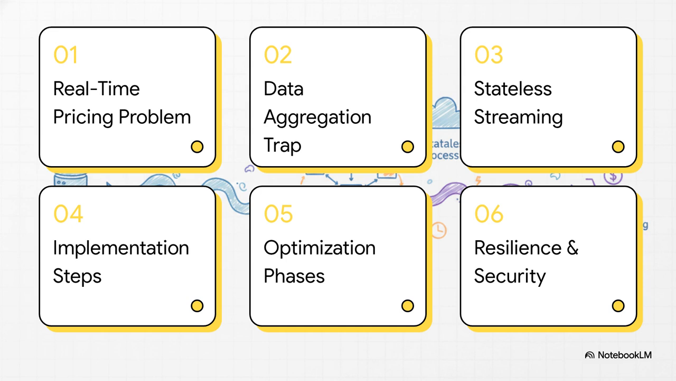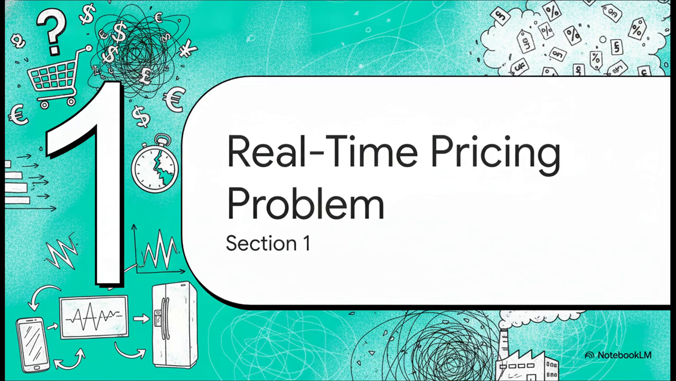Okay, so here's our roadmap for today. We'll quickly cover the real-time pricing problem, the data aggregation trap, the stateless streaming solution, 3 implementation steps, 4 phases of optimization, and finally, resilience, scale, and security. Let's jump right in. Section 1, the real-time pricing problem.